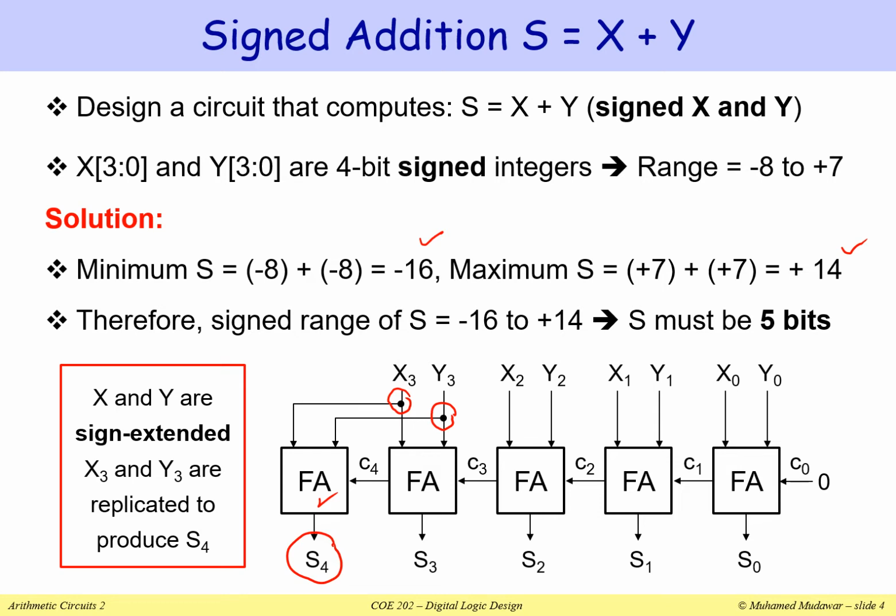So that's my 5-bit sum. If I use a 4-bit adder to calculate the sum, I might get overflow. So this is why we are using here a 5-bit adder. We are using 5 full adders to compute the exact sum.